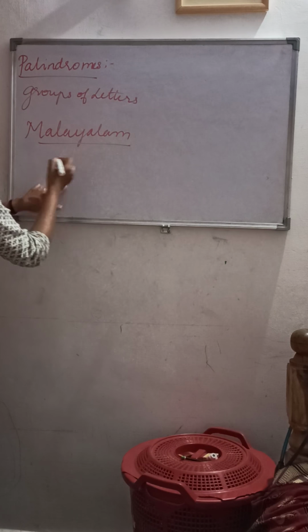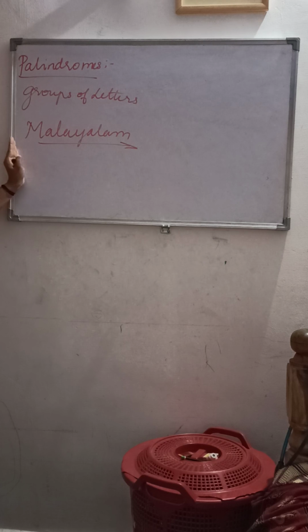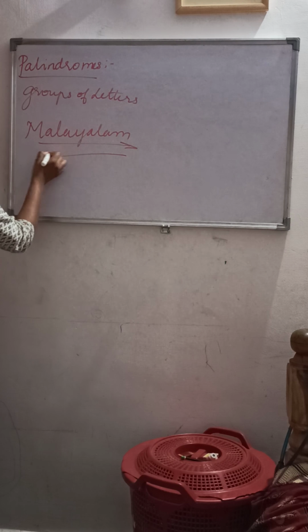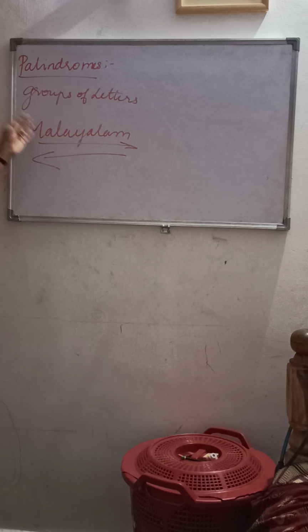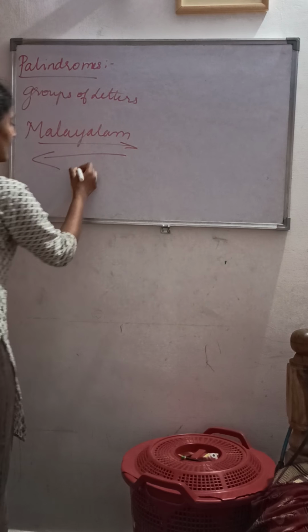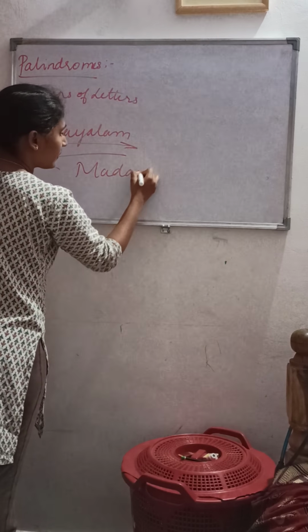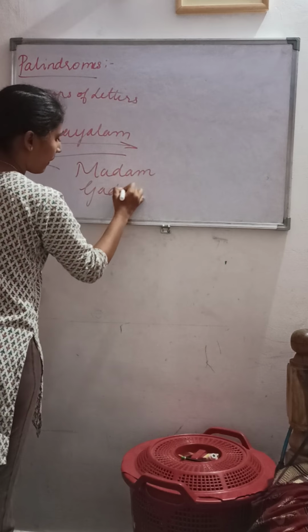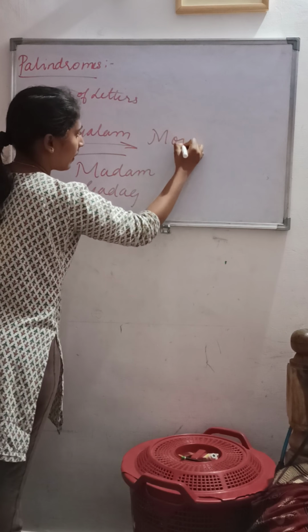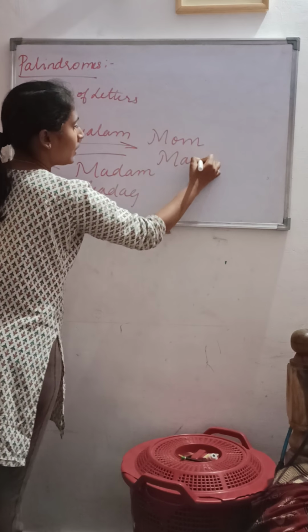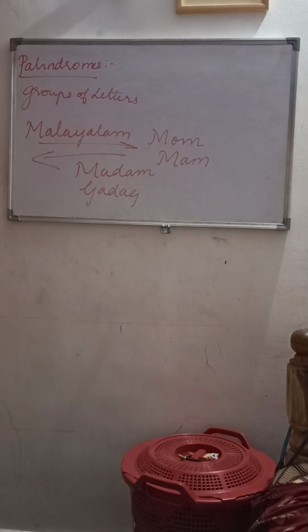you can read it from right to left or left to right. It remains the same word, right? So that is called a palindrome. You can give other examples like madam, gadag, mom, ma'am. So these are groups of letters that, when you read them from right to left or left to right, are the same.